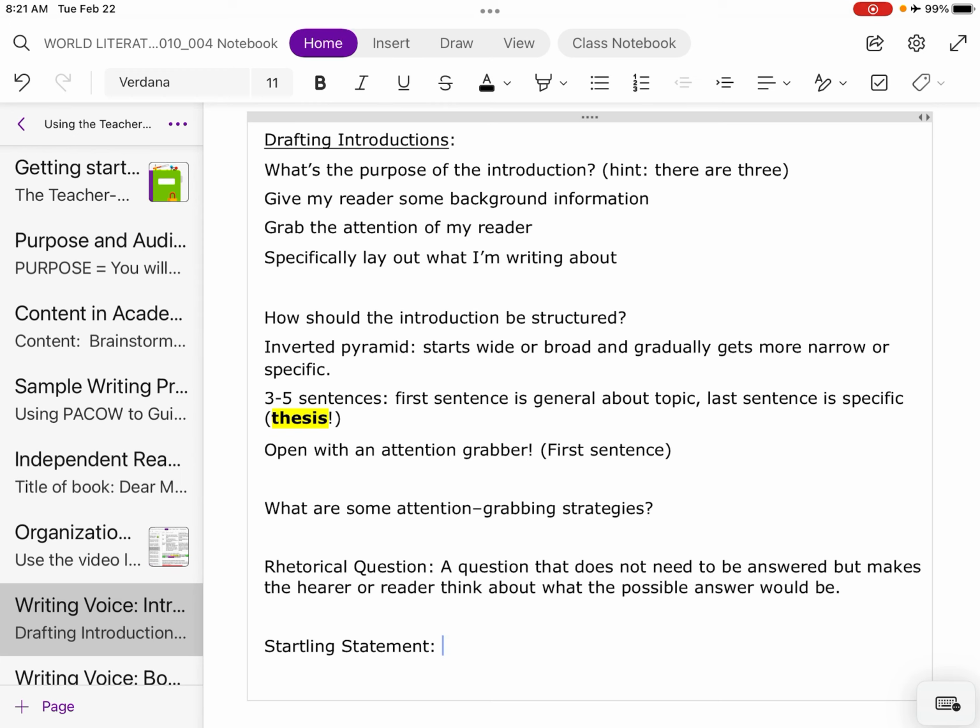One of the examples I like to use, if I were writing an essay about the Holocaust, a startling statement that I would use would be something like: if the events of 9/11, during which 3,000 people died, happened every day for 5.5 years, that's how many people were killed in the Holocaust. If you think about that, that's a pretty startling thought. So a startling statement is an interesting statistic or fact that most people don't know or would be surprised to learn.